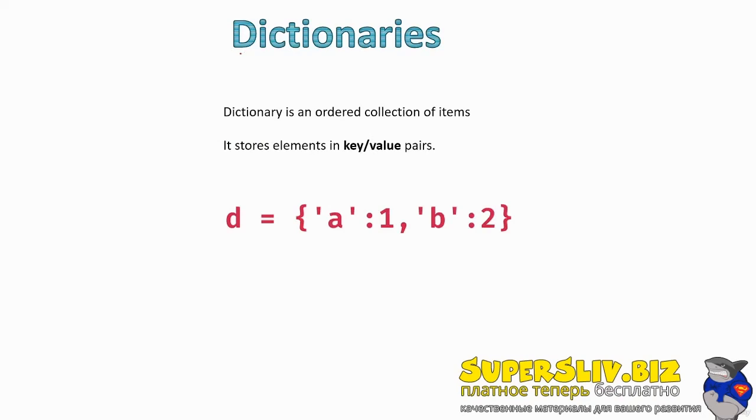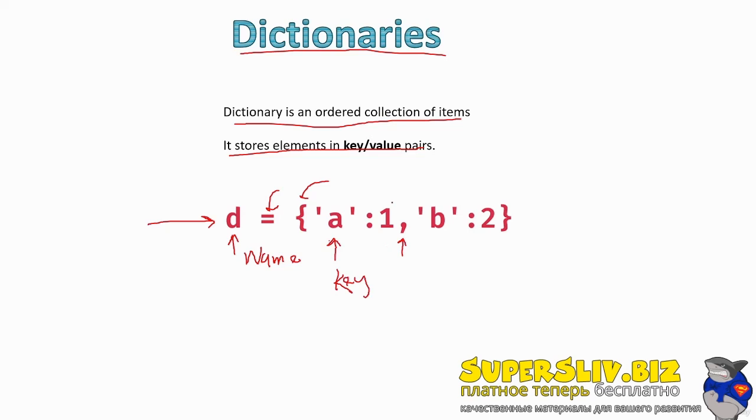In this video, I am going to explain about dictionaries. Dictionaries are ordered collection of items. They store elements in key value pairs. So this is the syntax for creating a dictionary. First we specify the name of the dictionary, then the assignment operator, then within the set of curly braces we can add keys and values. Similar to the list, we will separate each key value pair by commas. This is called key, this is called value, and we separate key and value by a colon.